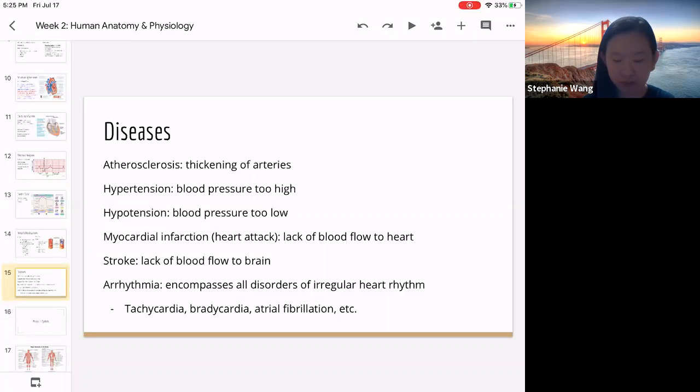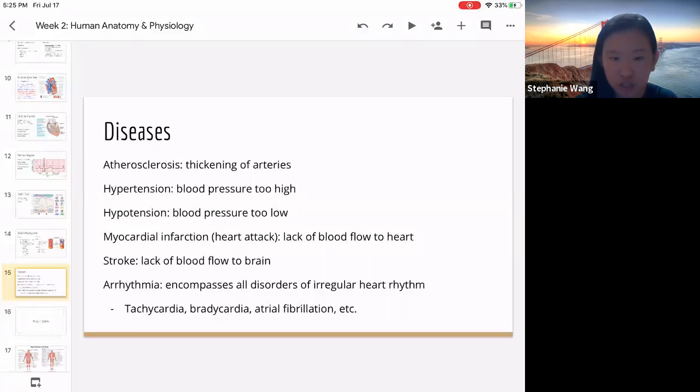Stroke is lack of blood flow to the brain. This could possibly be caused by an embolism, which means a blood clot that's been migrating throughout your body. It could get dislodged in a certain artery, and that could prevent blood flow from getting to your brain. Okay, let me check for any questions so far.